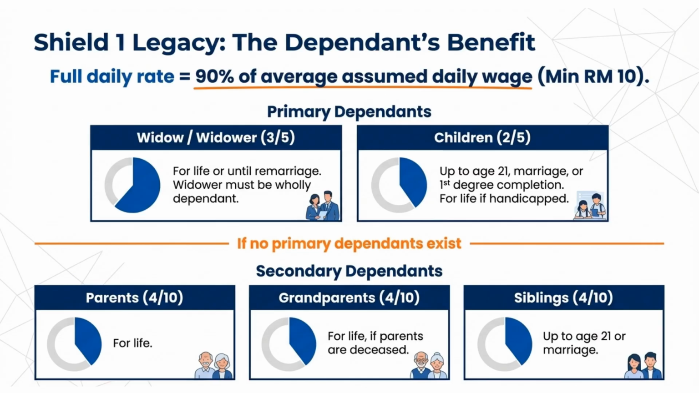If the widower is not eligible, the children receive the full 3/5 share instead. If no primary dependents exist, secondary dependents may claim parents at 4/10 of the full daily rate, paid for life, grandparents at 4/10 if parents have passed away, paid for life, and brothers and sisters at 4/10 paid up to age 21 or marriage, whichever occurs earlier.